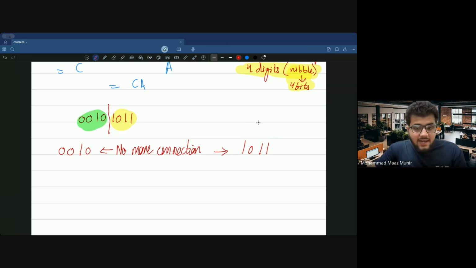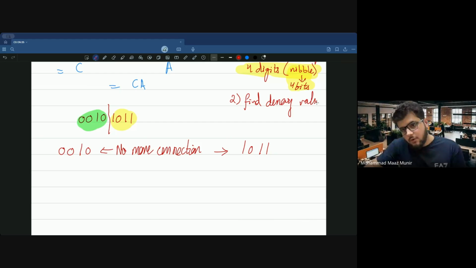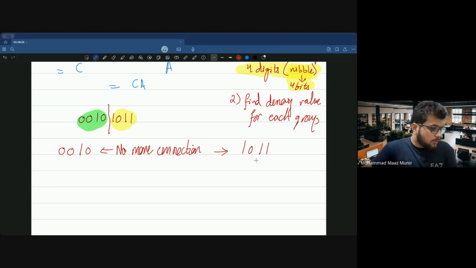Now, find the specific Denary value. Number 2, find the Denary value for each group. So now we need to find the Denary value for each of the groups separately. How am I going to be finding that? Again, 1 2 4 8, the same values we got earlier, base raised to power position.